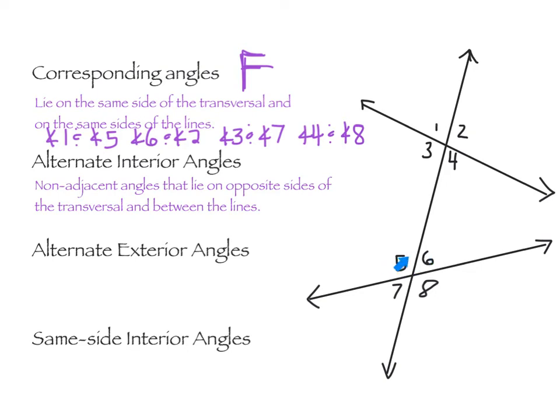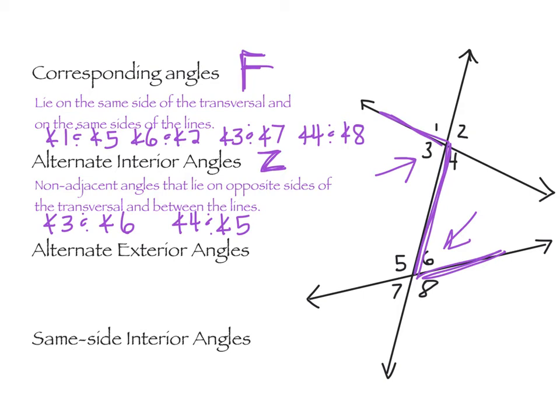Well, I already know this is called a linear pair. So opposite sides of the transversal between the lines. So angle 3 and angle 6, and angle 4 and angle 5, would be considered alternate interior. I call these the Z angles because if I make a Z, they'd be in the armpit of the Z. I can also make a Z this way. Armpit of the Z.